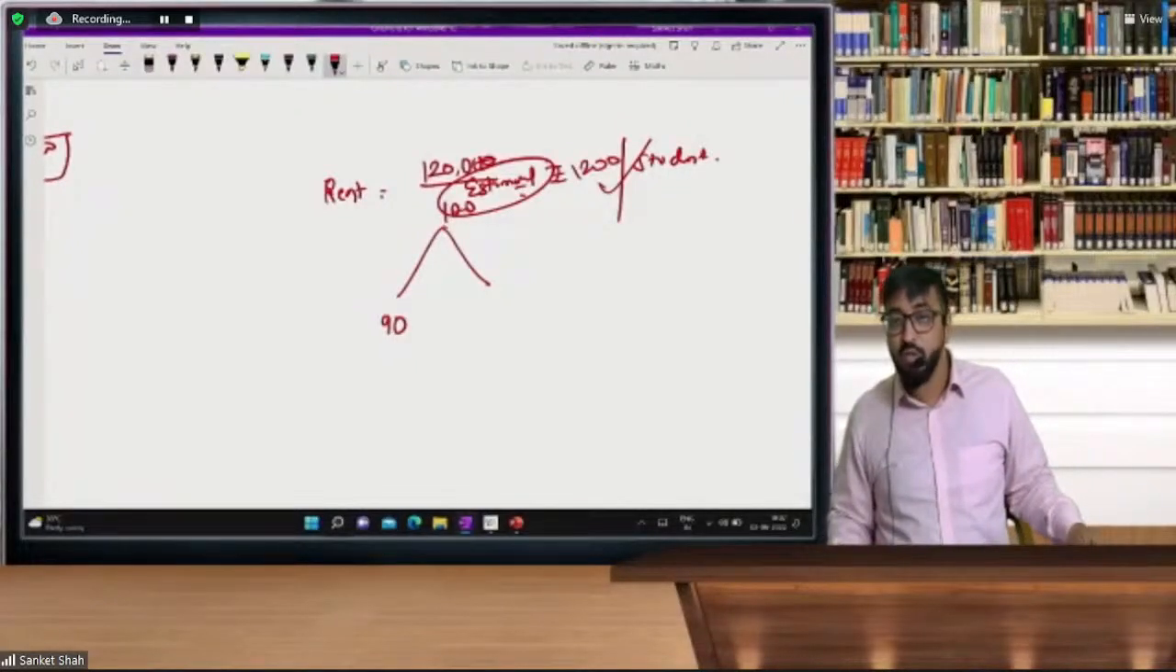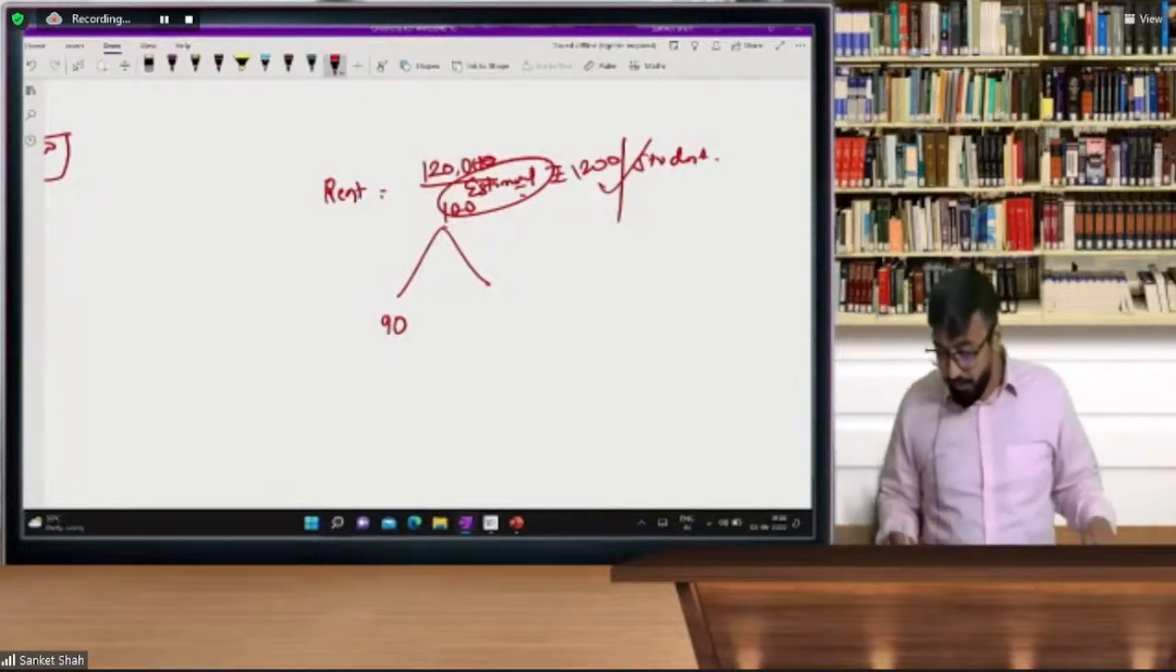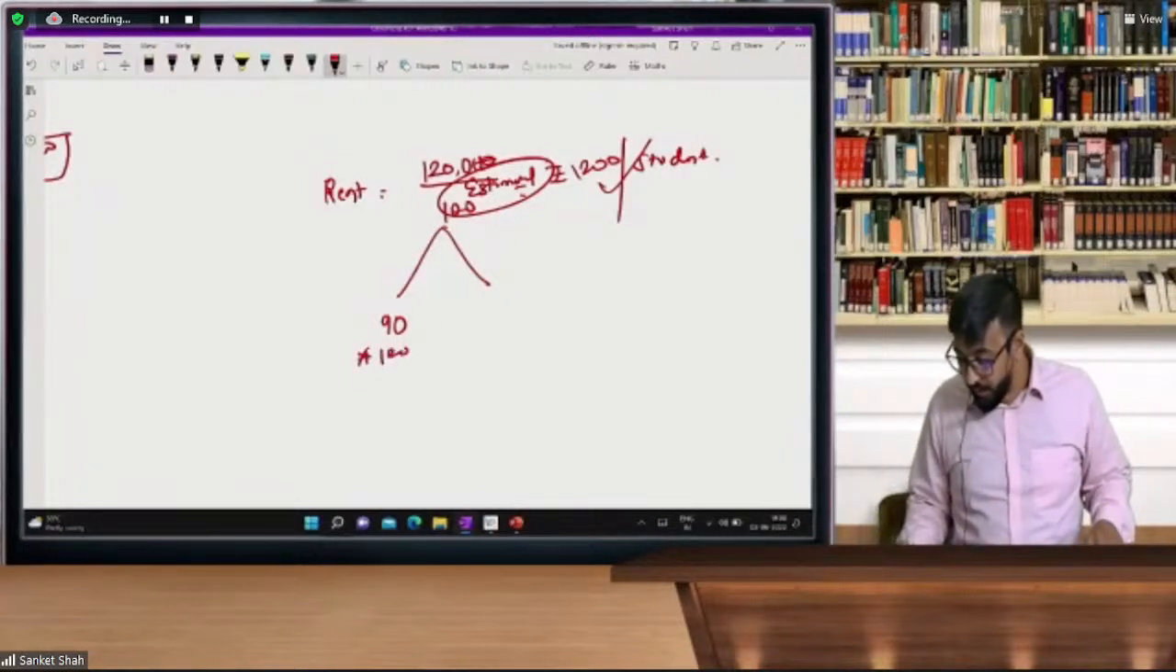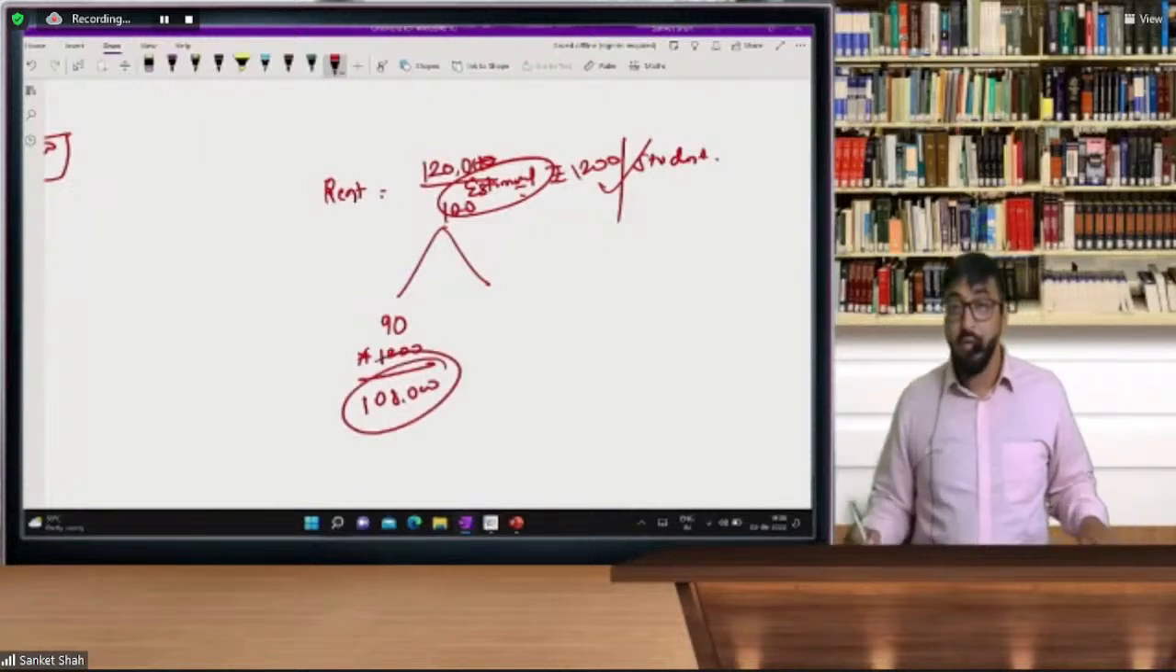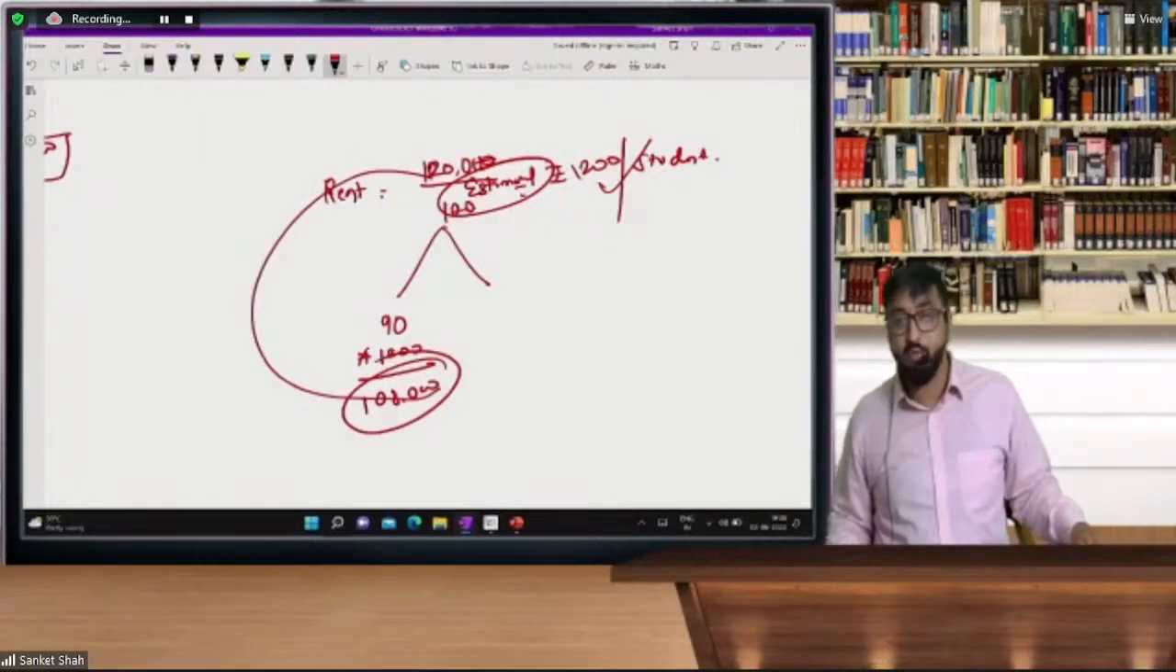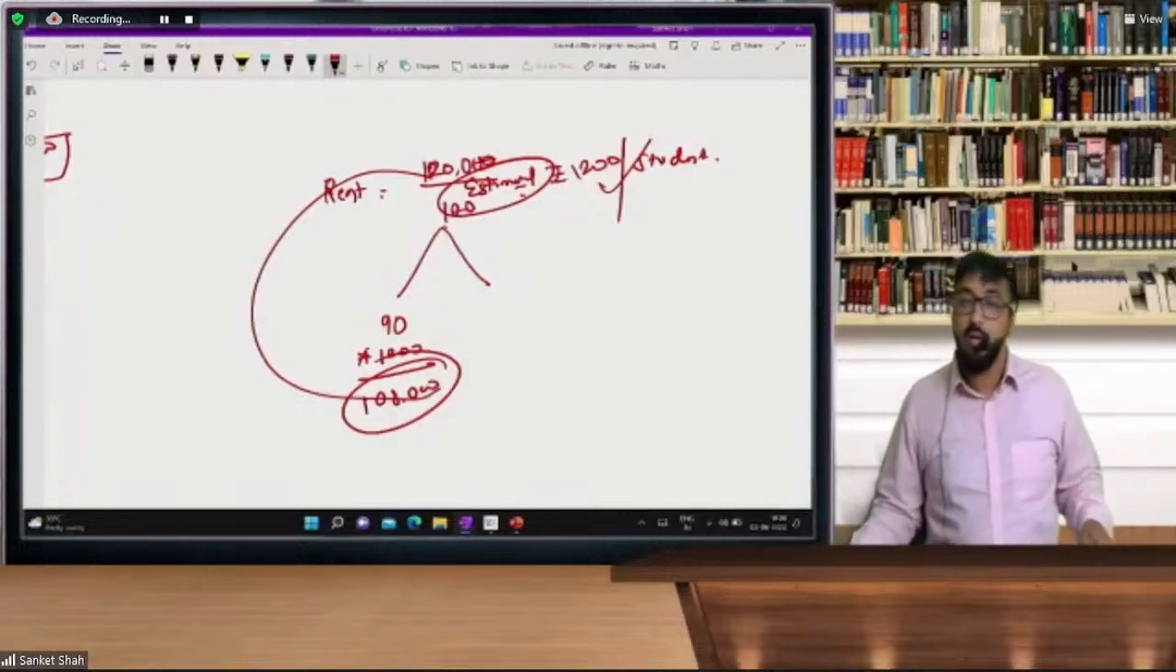So if 90 students come, then for 10 students it will be a loss for me. Okay. So I covered only 1,200 from each student. So I covered only 1,08,000. And under absorption is rupees 12,000. Now under absorption treatment, it might be I charge it.